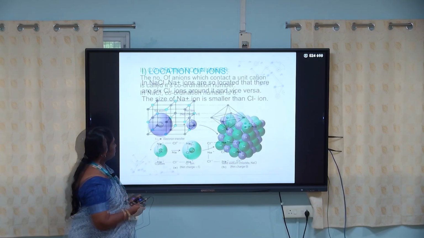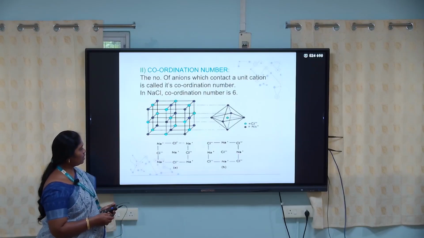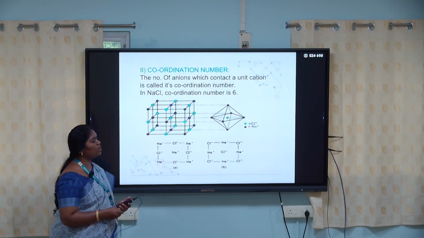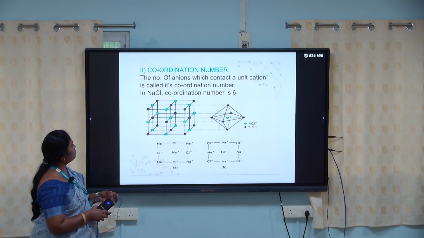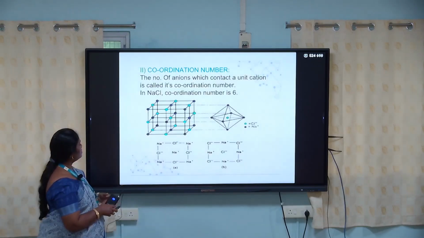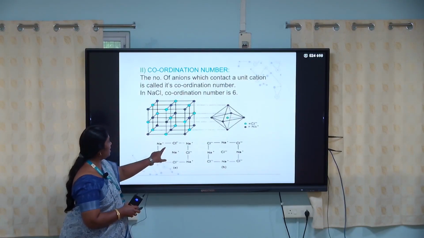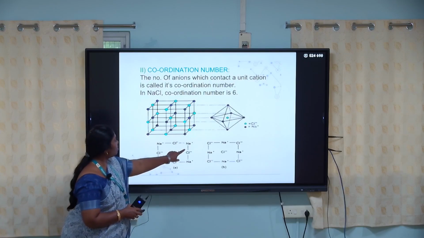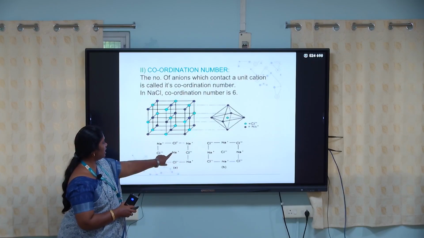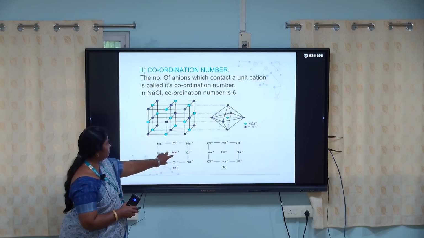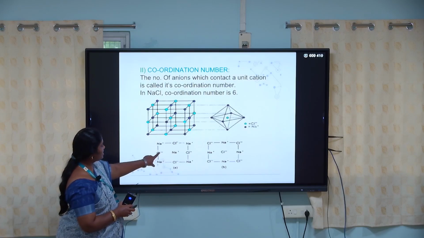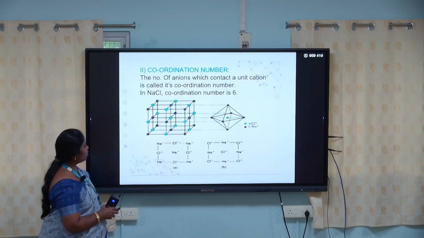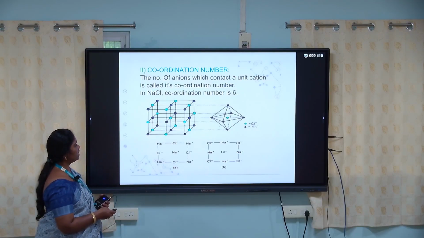The coordination number is nothing but the number of ions which contact a unit cation. In NaCl it is 6. Here you can see at the corners there are 4 Na plus, and at the center there is one Na plus, and in the middle of the bases there is one Cl minus in each dimension. Here you can see they are all around the Na plus ion.